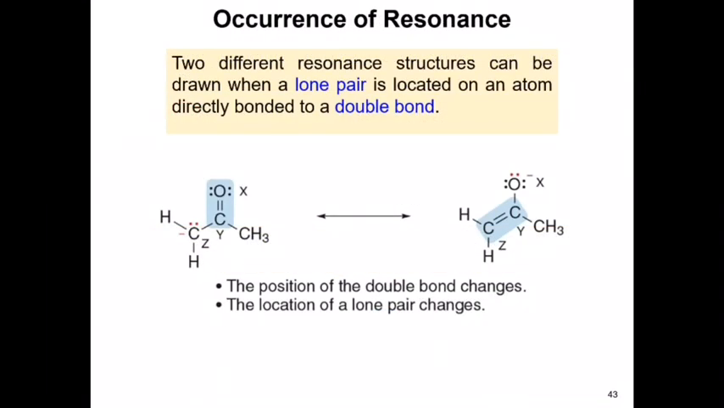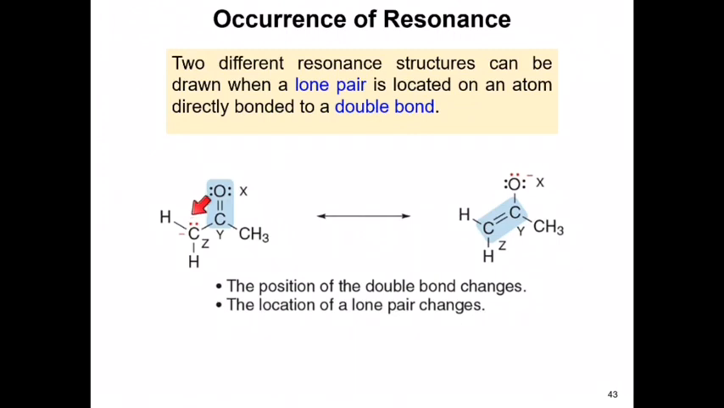Another thing that you should remember is that when a lone pair is located on an atom that's bonded to another atom with a double bond, a resonance structure is possible. Here's an example. So we have a lone pair on a carbon, and this carbon is single bonded to a carbon that contains a double bond. That must mean that a resonance structure is possible.